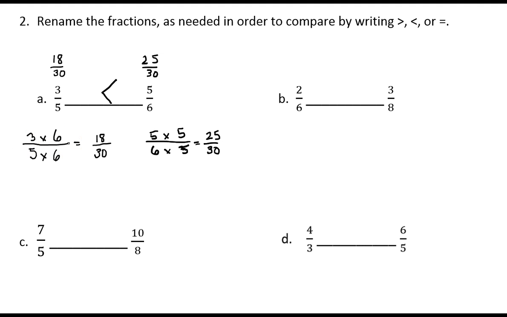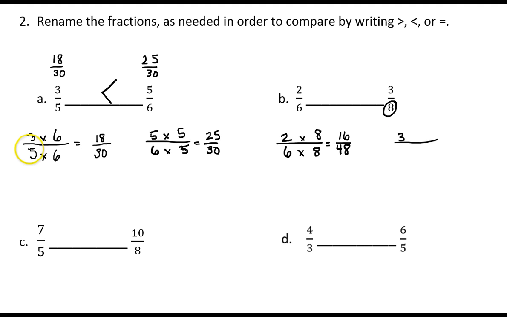If I go to my next problem, 2/6 compared to 3/8. If I start with the 2/6, I'm going to multiply the numerator and the denominator by 8 because I'm working with eighths. So instead of having 6 pieces that make up the whole, I have 48. And instead of 2 pieces shaded, I have 16.